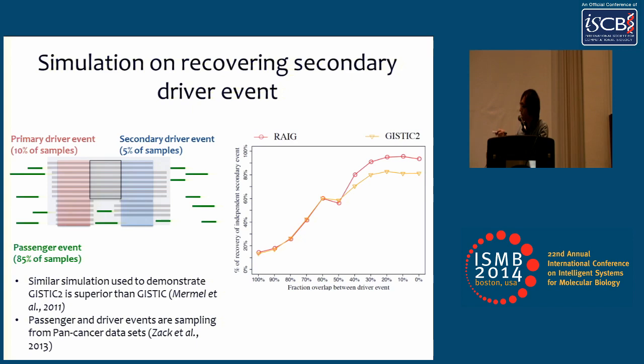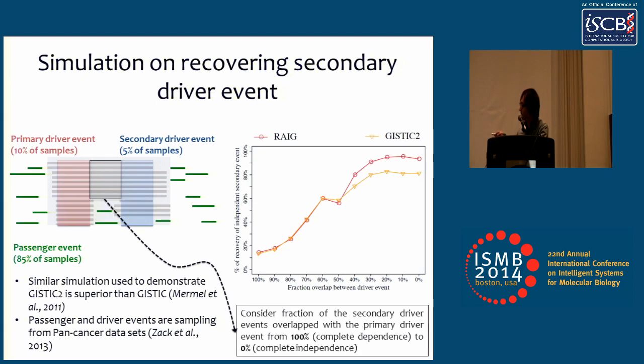So you can see that we follow the same simulation approach in GISTIC2, and we take all the sampling and all the copy number operations from the PanCan data sets. And we have a parameter here that you can use to control what percentage of interval is shared between them. If it is 100%, that means they are completely dependent. If it is 0%, it means they are completely independent.